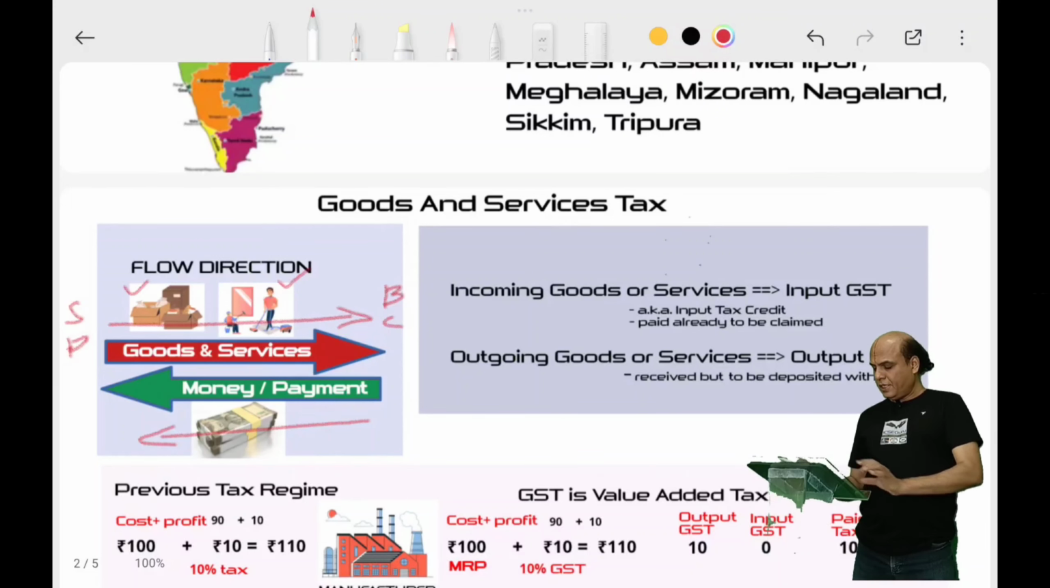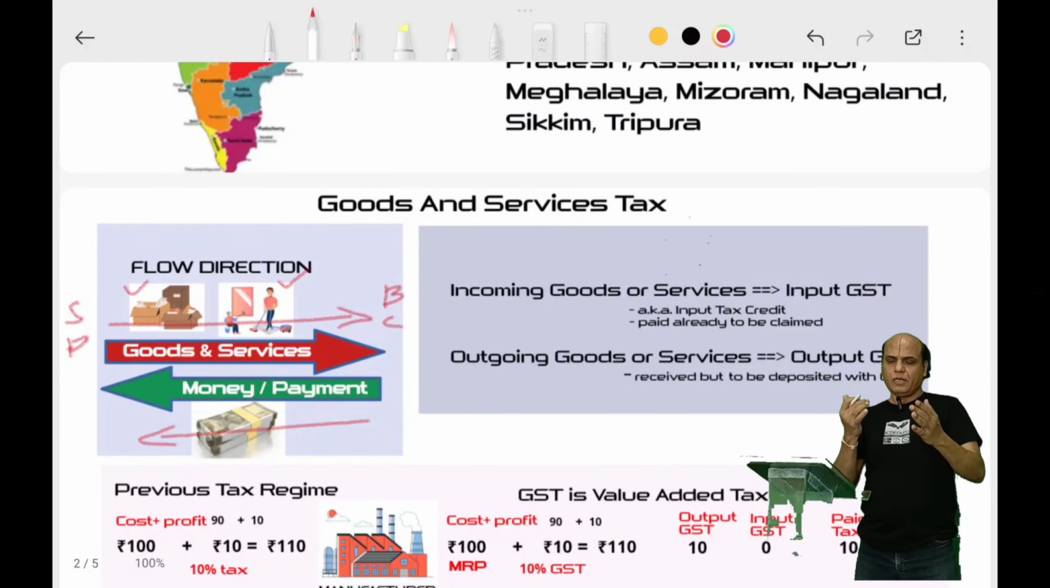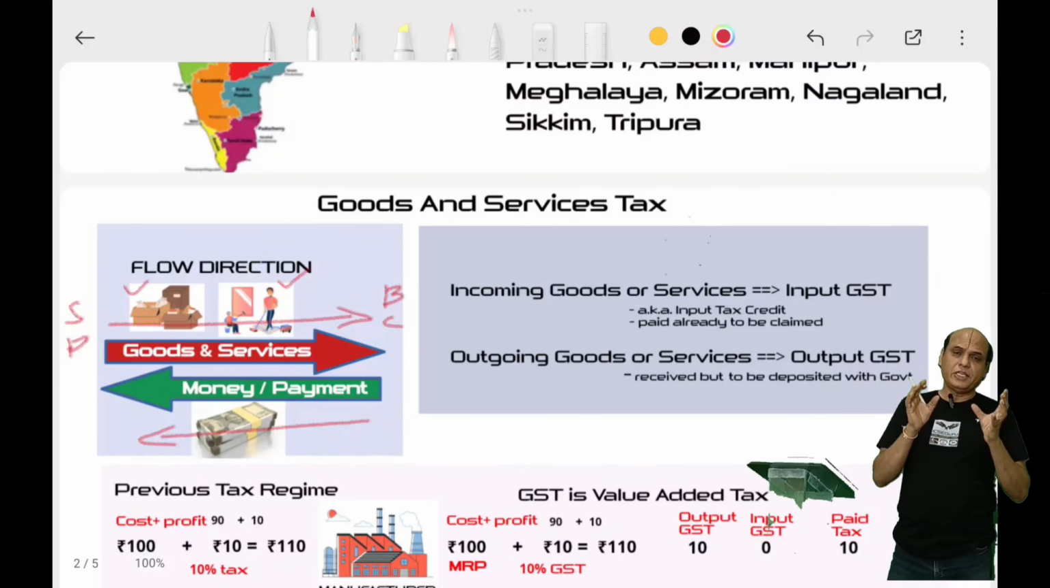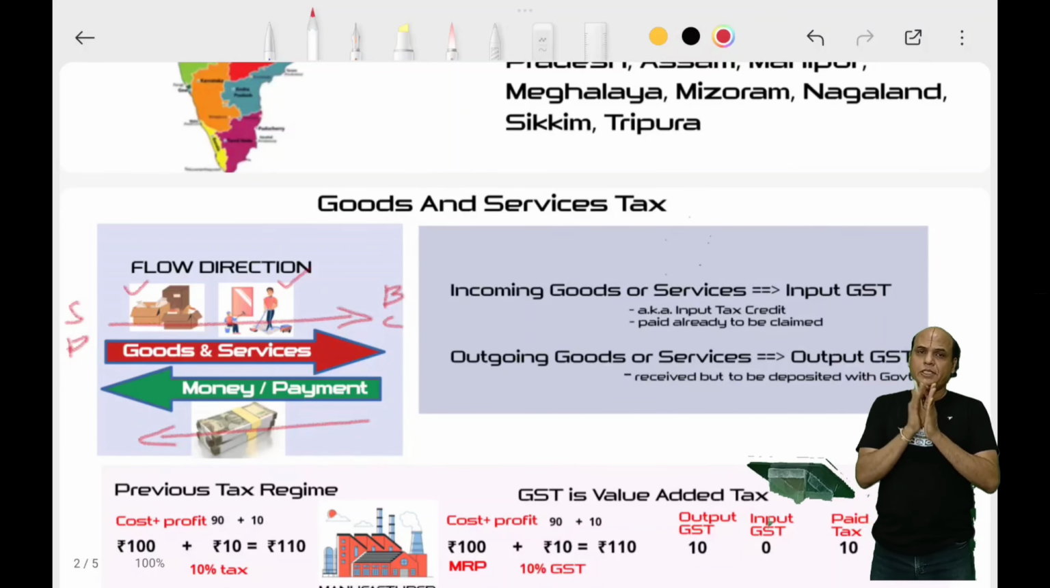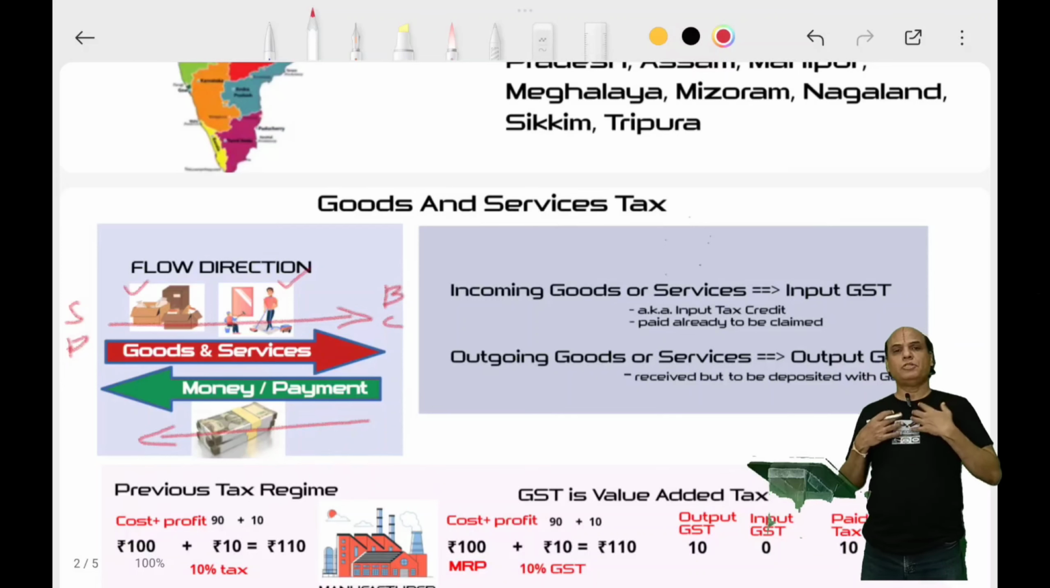Now, if you see the adjacent box, incoming goods or services. In whichever direction the goods and services are moving, you should note it always to determine whether the GST is input GST or output GST. There are two kinds of GST from the perspective of a taxpayer. Suppose I am a taxpayer. I have input GST and I have output GST. So what is input GST and output GST?